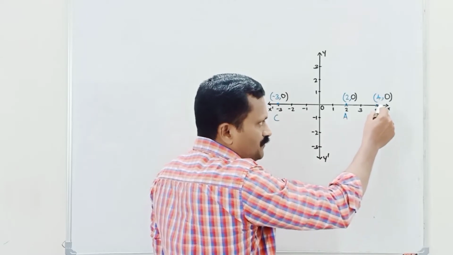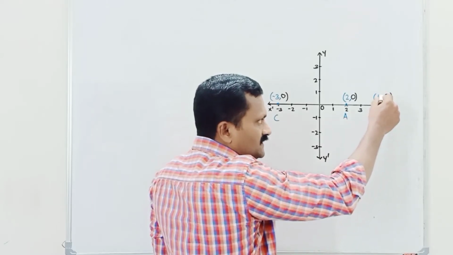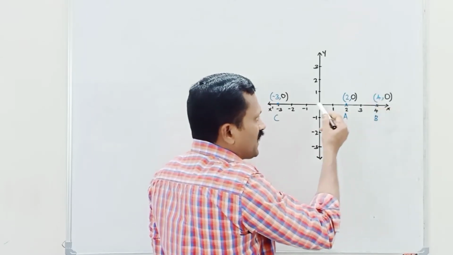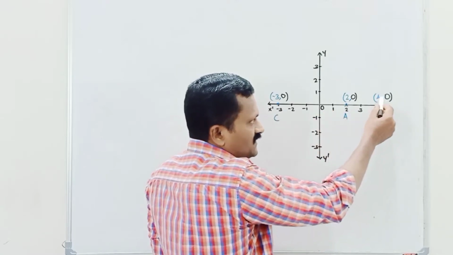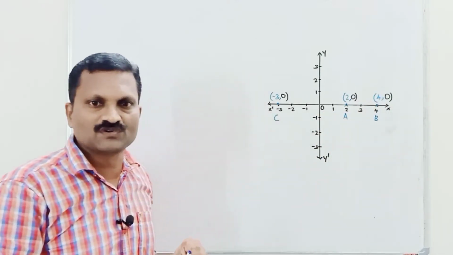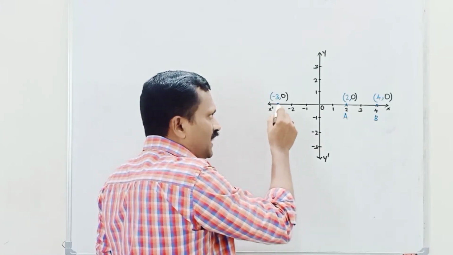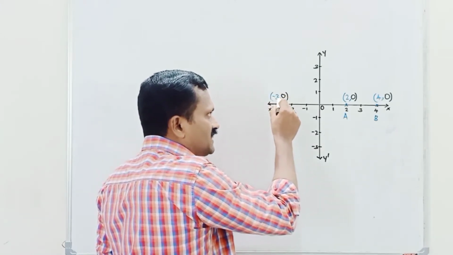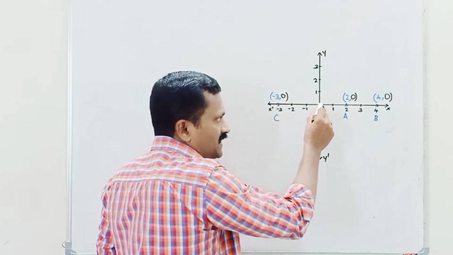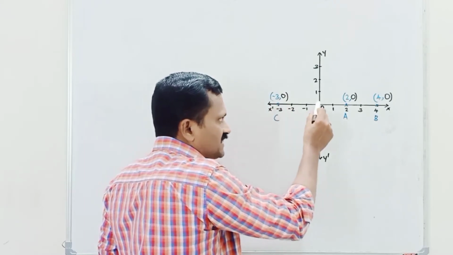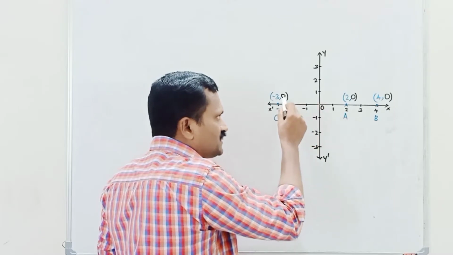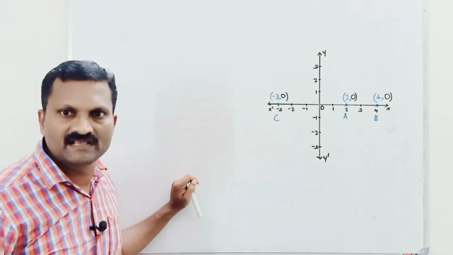Next we take the point B at 4. Then the x-coordinate is 4. The y-coordinate is 0. So the coordinates of B are (4, 0). Next, the point C is at minus 3 on the x-axis. So the x-coordinate is minus 3. Draw a perpendicular to the y-axis from minus 3. It meets the y-axis at the origin. Then the y-coordinate is 0.